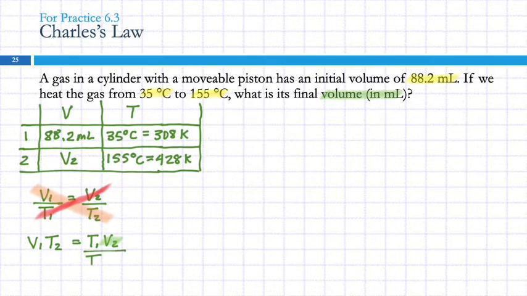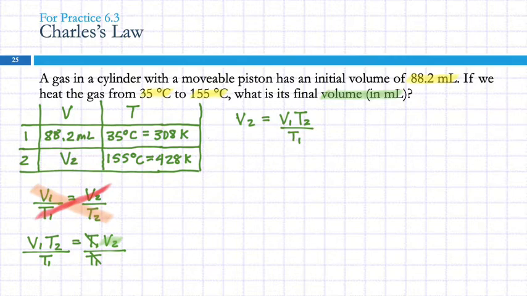So if I divide that side by T1, then the T's will cancel out. In order to keep this an equality, I need to do the same thing to the other side. There's going to be a lot of algebra like this. So if you're not good at that, please come and talk to me and I can help you get better at it. V2 is equal to V1 times T2 over T1.